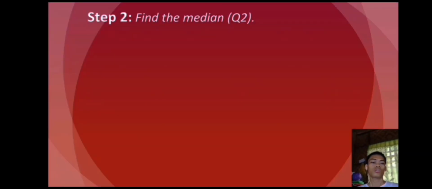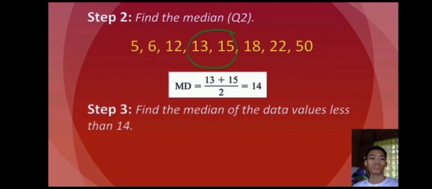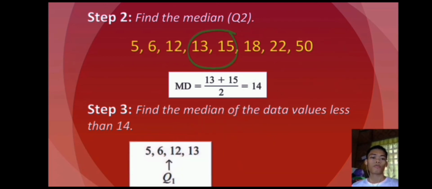Step 2 is to find the median, or the value of the second quartile. Since the total number of values is even, we need to add the two middle values and divide it by 2 to come up with a median of 14. Step 3 is to find the median of the data values that are less than 14. So what are the values that are less than 14? It includes 5, 6, 12, and 13.